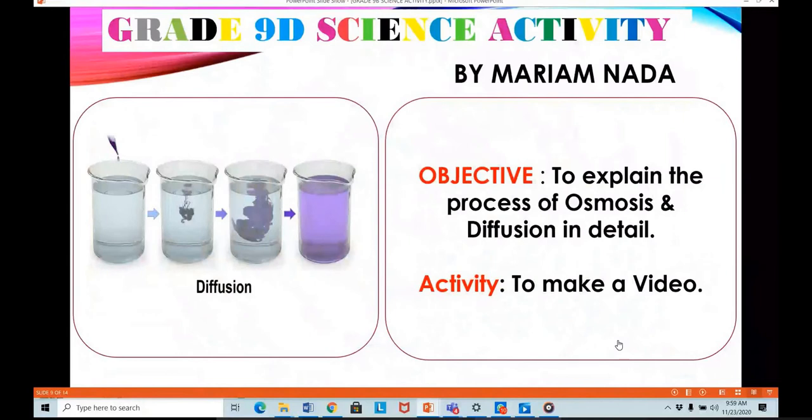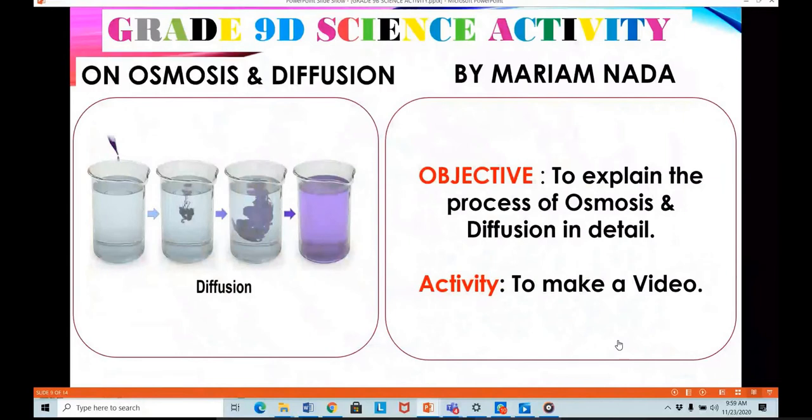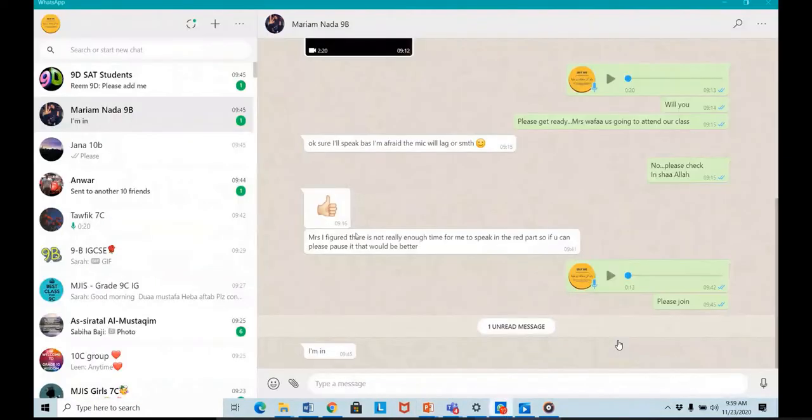After Shahad, we have Mariam Nada presenting her activity, which is on osmosis and diffusion. The objective is to explain the process of osmosis and diffusion in detail, and for the activity, Mariam made a video, which I'm going to present right now.